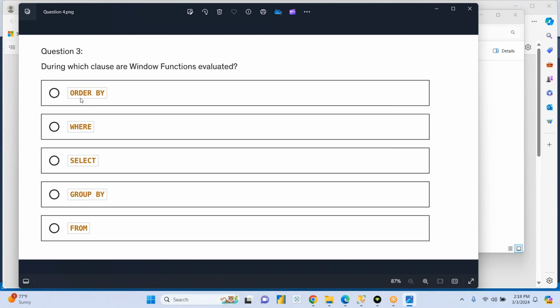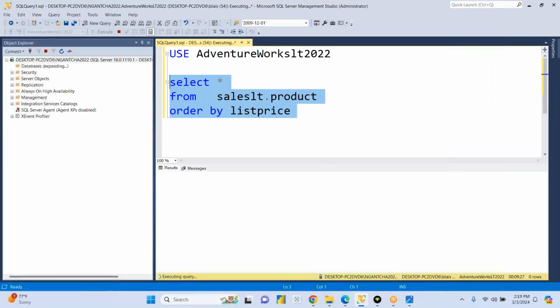Just go back to your notes, open any of the queries we did with a window function, and check where the window function is placed within the select statement. I really want you guys to discover this on your own. So check, this thing is still running.